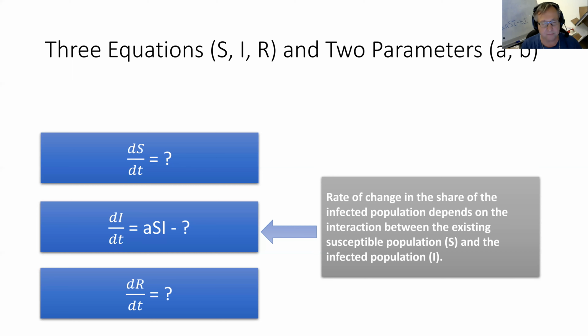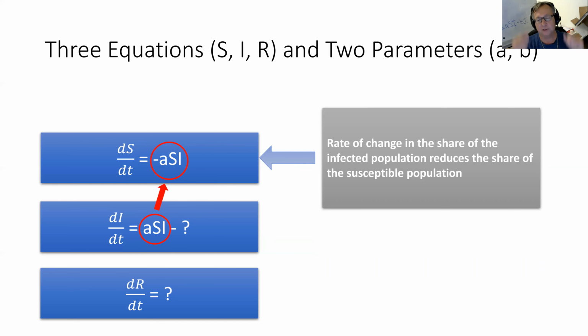And so that makes sense. That basically it should be a function of the interaction of the susceptible group and the infected group. That is going to be a movement from the susceptible group to this infected group. And so the amount of people that are adding to the infected group are going to be subtracted off the rate of change in the share of the susceptible population. So we see we have a positive ASI in the second equation, and then we have a minus ASI in the first equation. Okay, so as people are being infected, the share of the susceptible population is going to be declining over time. And those people are going to be moving from the susceptible share of the population to the infected share of the population.